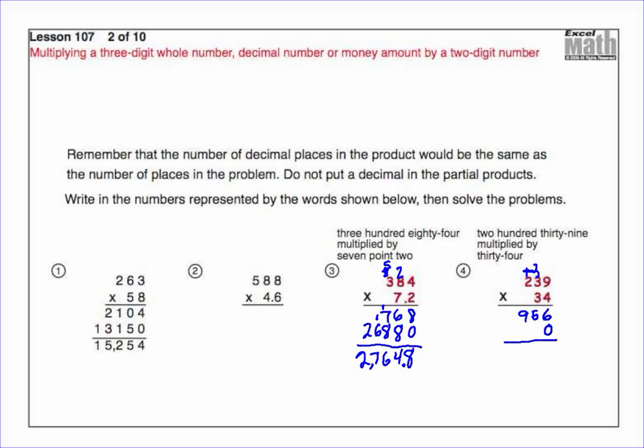And scribble out the old carries there. We're going to do 239 times 3. 3 times 9 is 27. Carry the 2. Don't skip this middle one. A lot of kids skip right over that middle number.